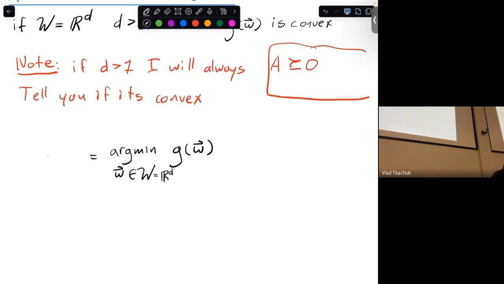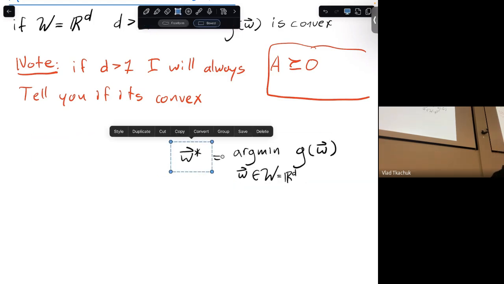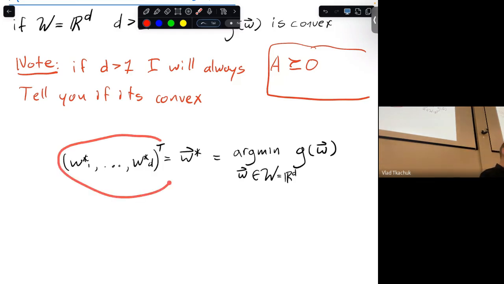And this now gives you what we will call w star vector, which, to be very explicit, is actually going to be d values: w star 1 up to w star d, transpose. So this is a row vector because I've transposed it. And hopefully that will make sense. It tells you the minimizer in each dimension.